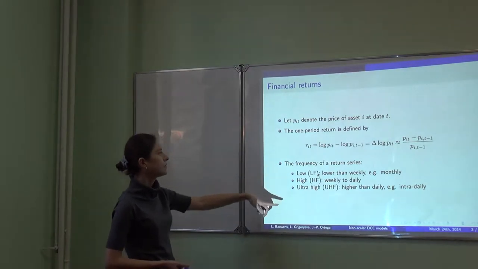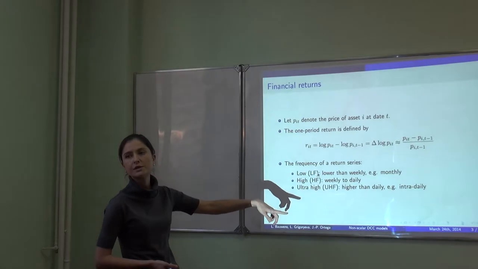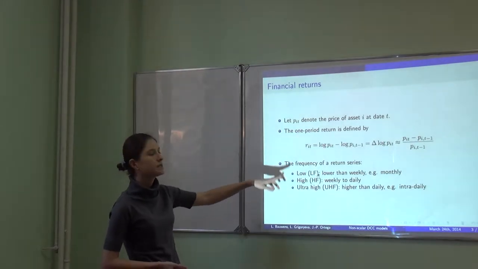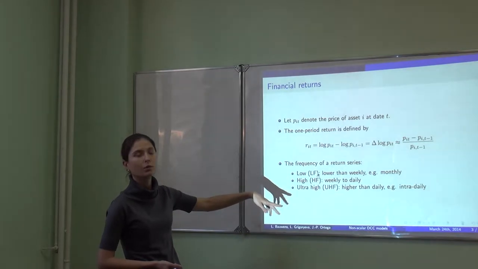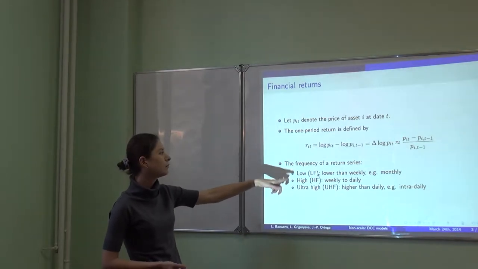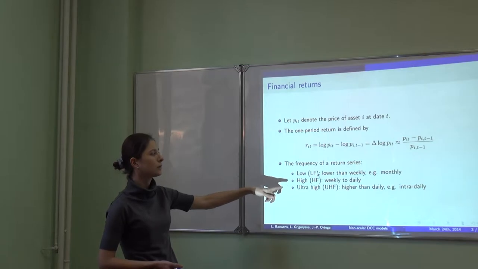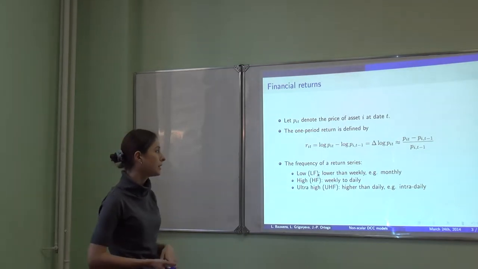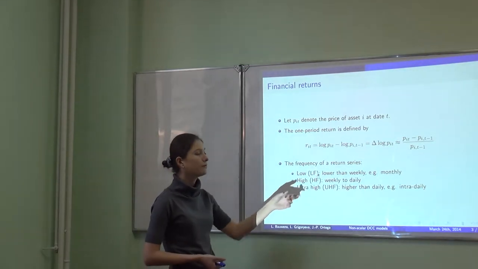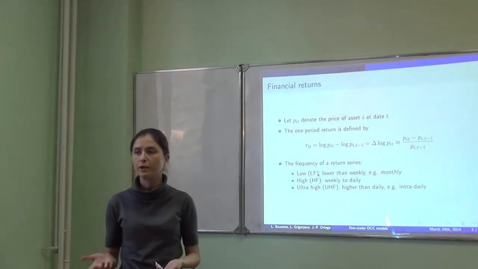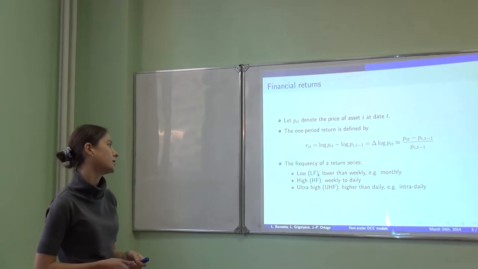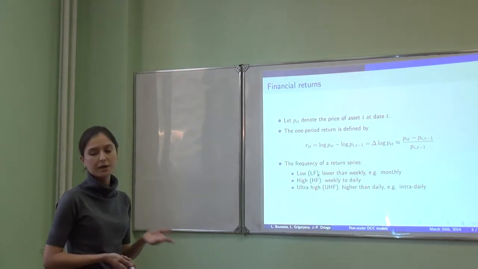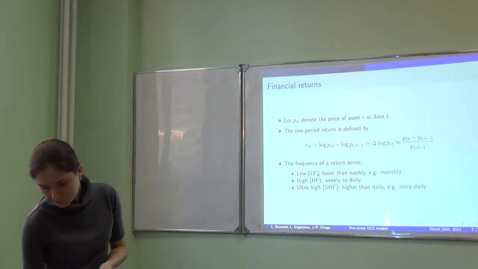And what are the frequencies of such return series? In general, we have three main types of frequencies that one can work with. We have so-called low frequency, which is a frequency lower than weekly, for example monthly. Then we have so-called high frequency, from weekly to daily. And we also have ultra-high, which is higher than daily. It can be intra-daily, whatever.